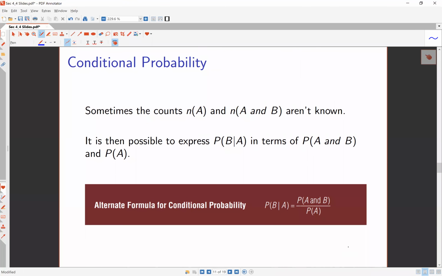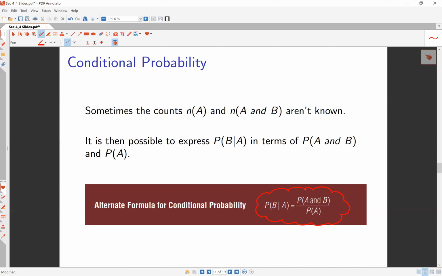So what about if we are not able to count? What if we can't list the outcomes and we can't count how many are in A and how many are in A and B? Well, it's possible to express the conditional probability just in terms of probabilities. The probability of B given A can also be calculated as the ratio of the probability of A and B divided by just the probability of A. Formula looks exactly the same as before, where we had N instead of P.